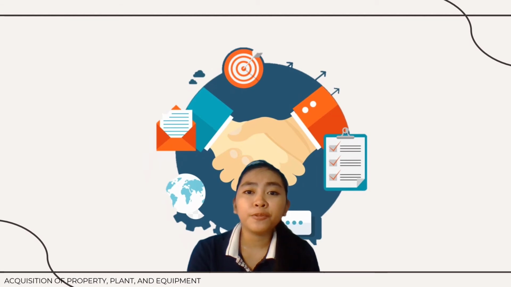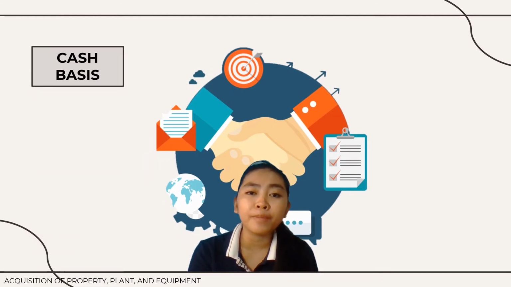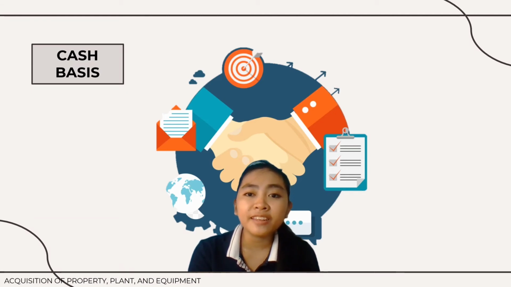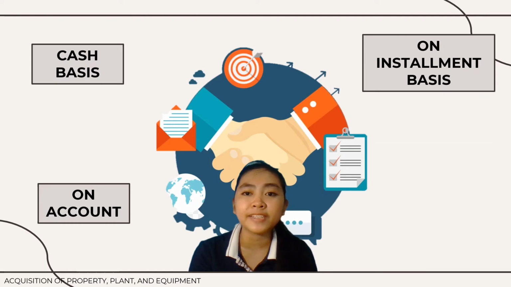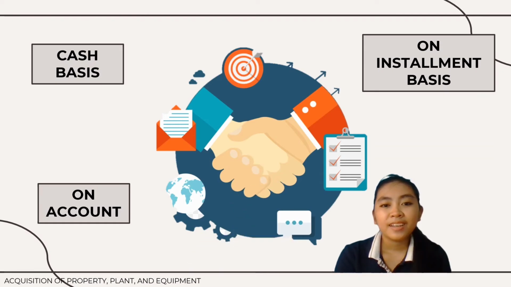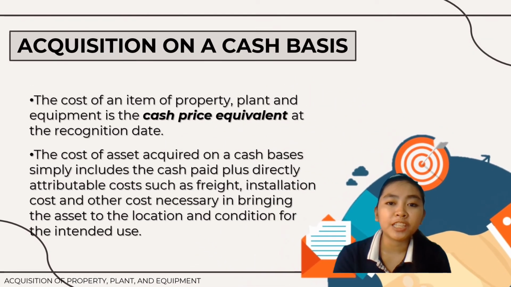Acquisition is the process through which one entity gains possession or takes over the ownership of a particular plant, property, and equipment. There are three types of acquisitions of property, plant, and equipment, which are acquisition on a cash basis, acquisition on account, and acquisition on installment basis. The first one is the acquisition on a cash basis.